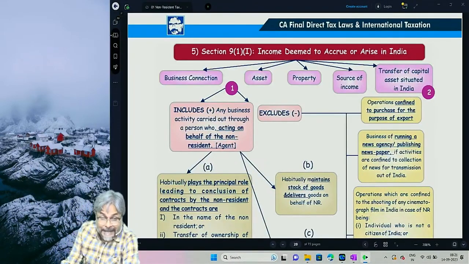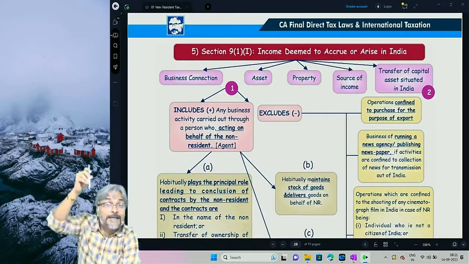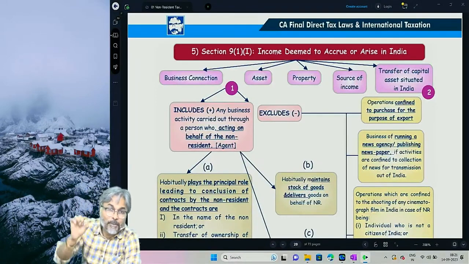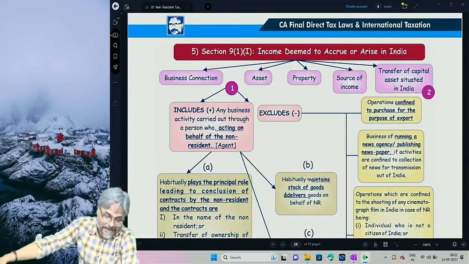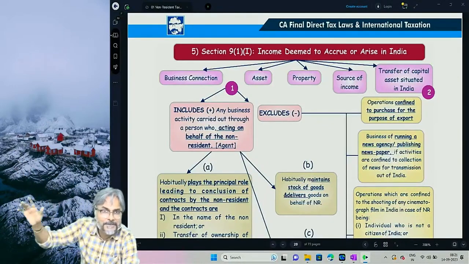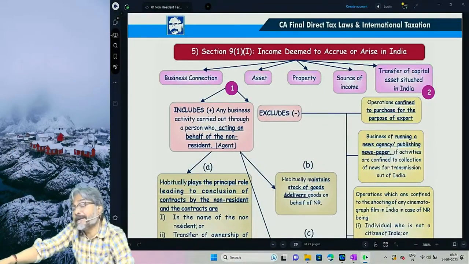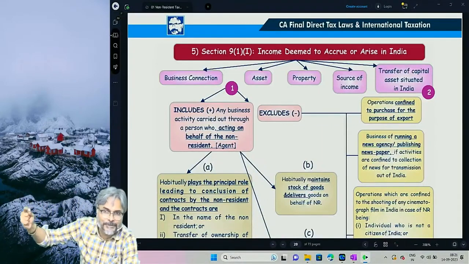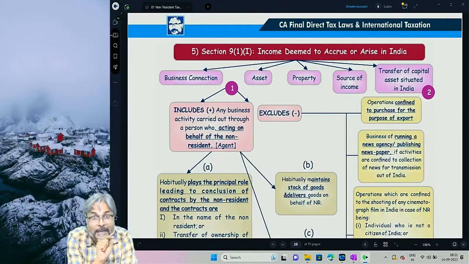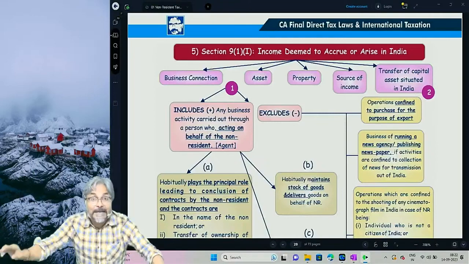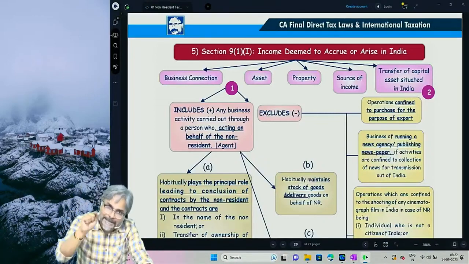Isn't it? And hence the concept of deemed accrual has been introduced. The word is deemed, which means a deeming fiction is introduced. So never, ever, when you write in your examination, describe section 9 as income accrued in India. It is income which is deemed to accrue or arise in India. Deemed is the key word in section 9.